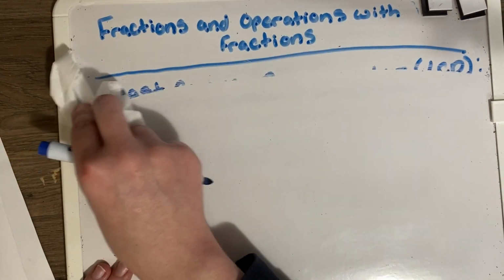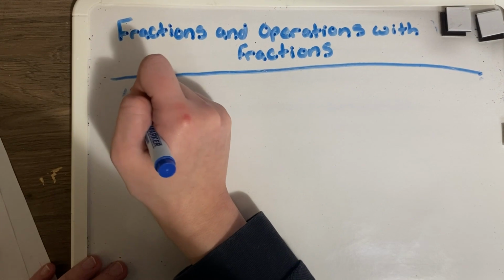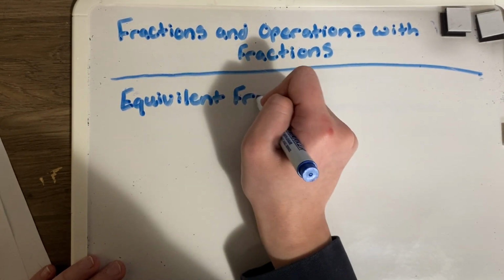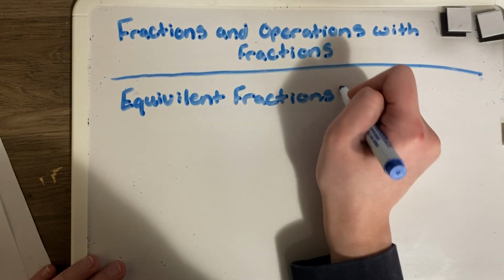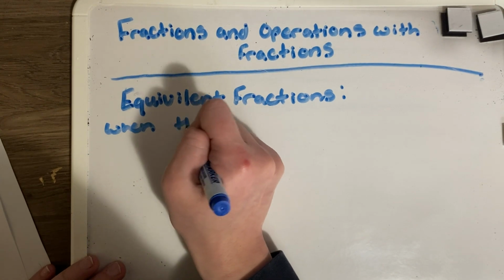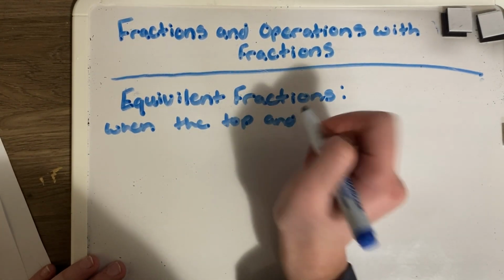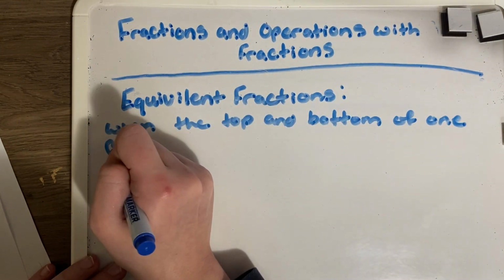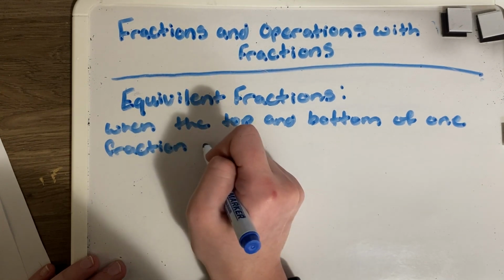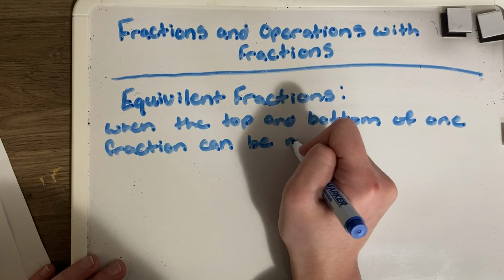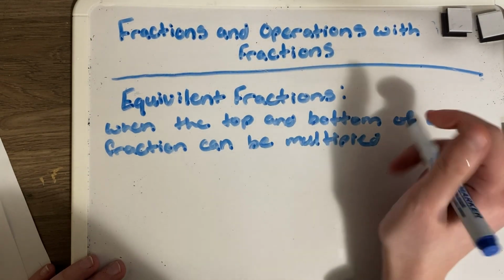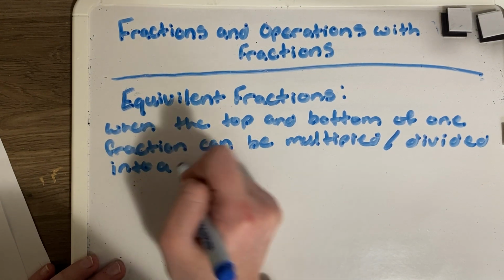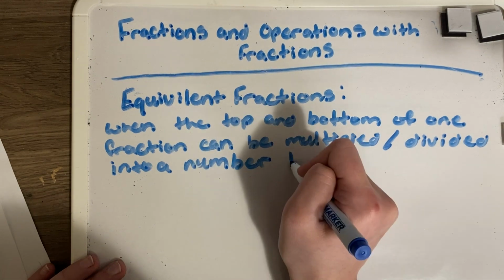Now, the next concept we're going to go over is the concept of equivalent fractions, which is when the top and the bottom of one fraction can be multiplied or divided into a number to get a second fraction.